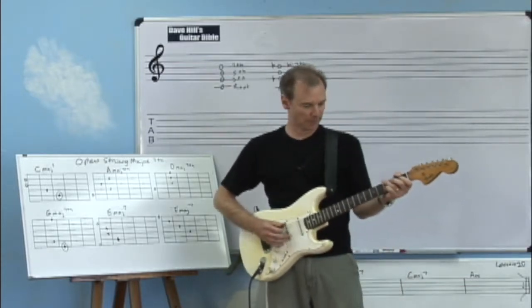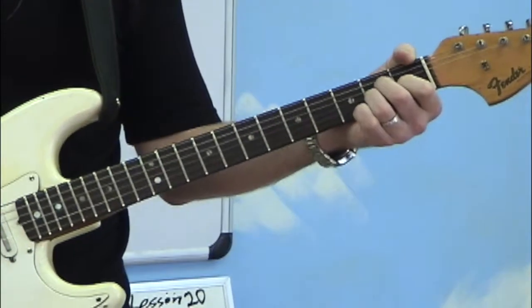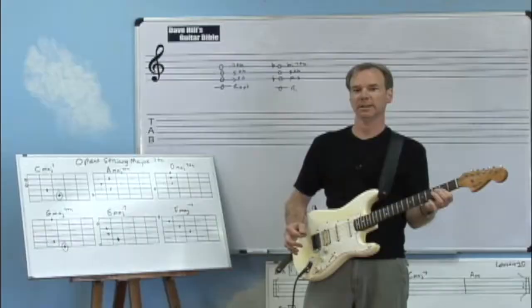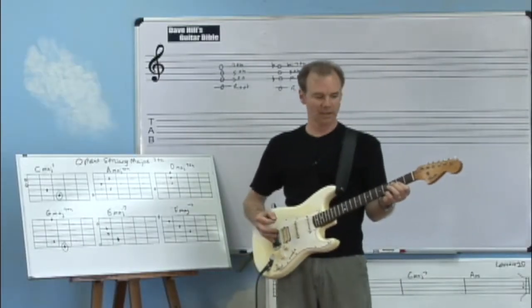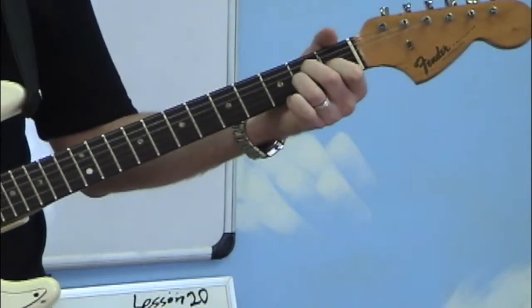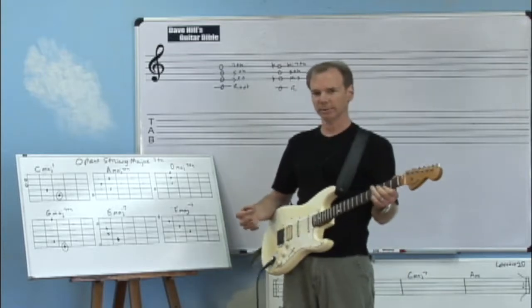So to recap so far, we've got C major seventh, A major 7, and D major 7. And they just have a more sophisticated color, as you can hear. The color is a little more jazzy, a little bit more rhythm and blues. There's just a nice color to it.